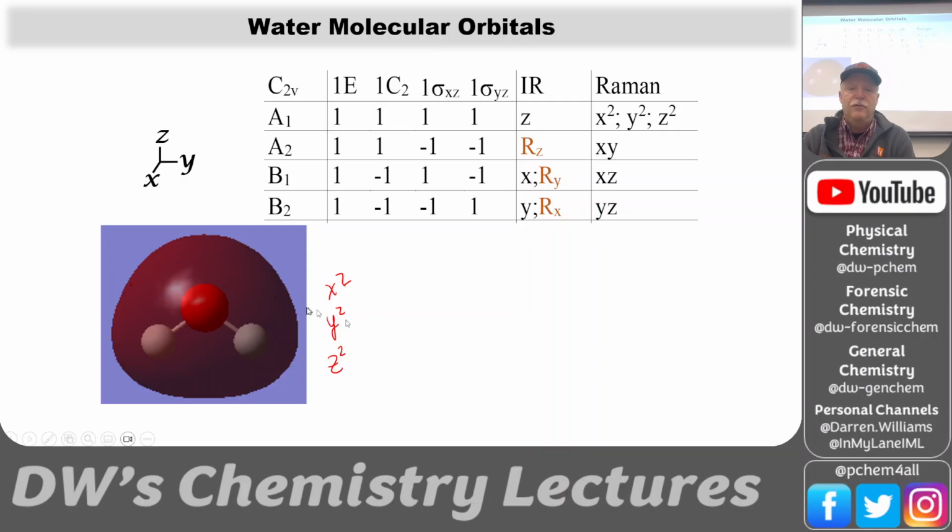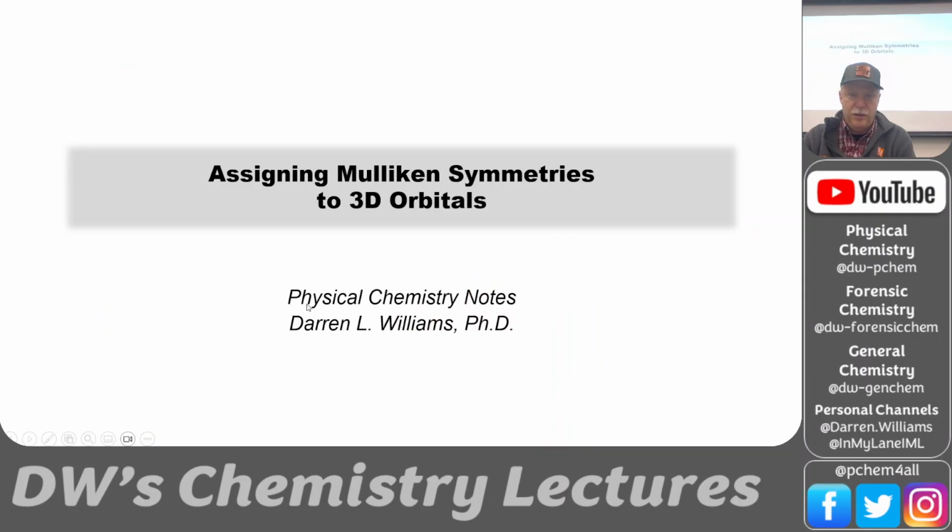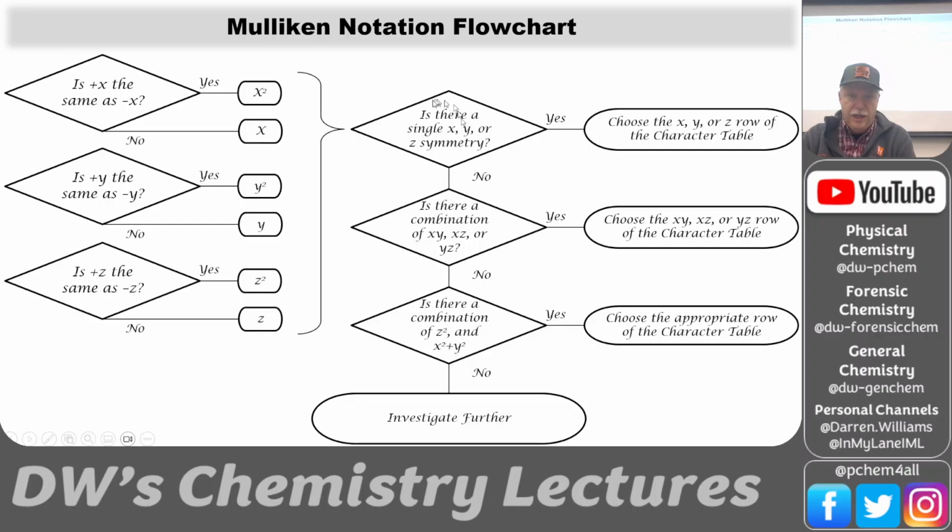And so then we go to that first question. Let me come back up here. Is there a single x, y, or z symmetry? No. Is there a combination of x, y, x, z, or y, z? No. Is there a combination of z squared and x squared and y squared? Yes. Choose the appropriate row of the character table.